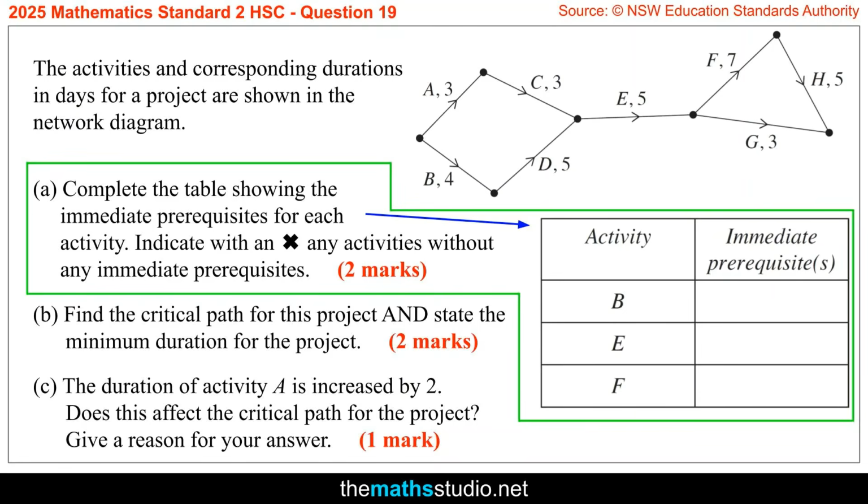Question 19. The activities and corresponding durations in days for a project are shown in the network diagram. Part A. Complete the table showing the immediate prerequisites for each activity. Indicate with a cross any activities without immediate prerequisites.